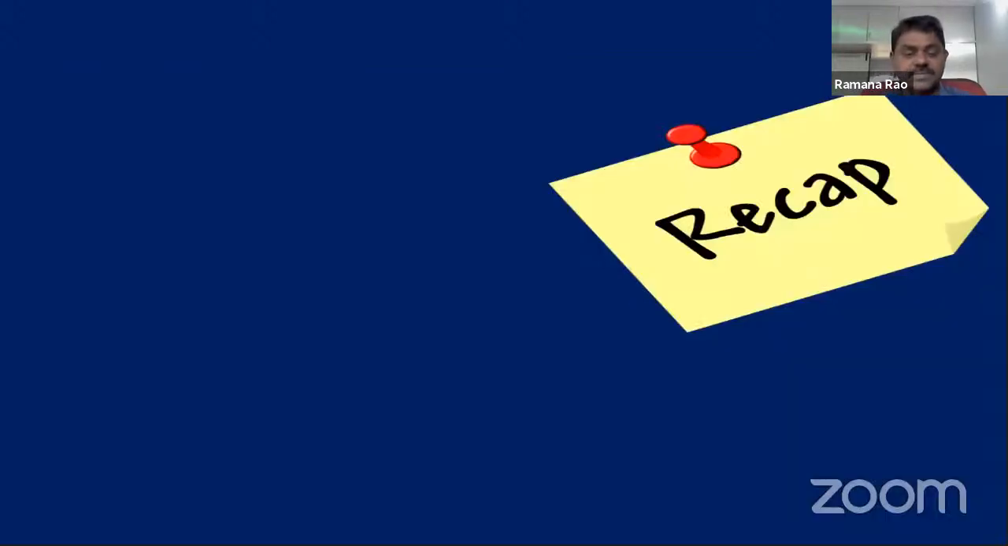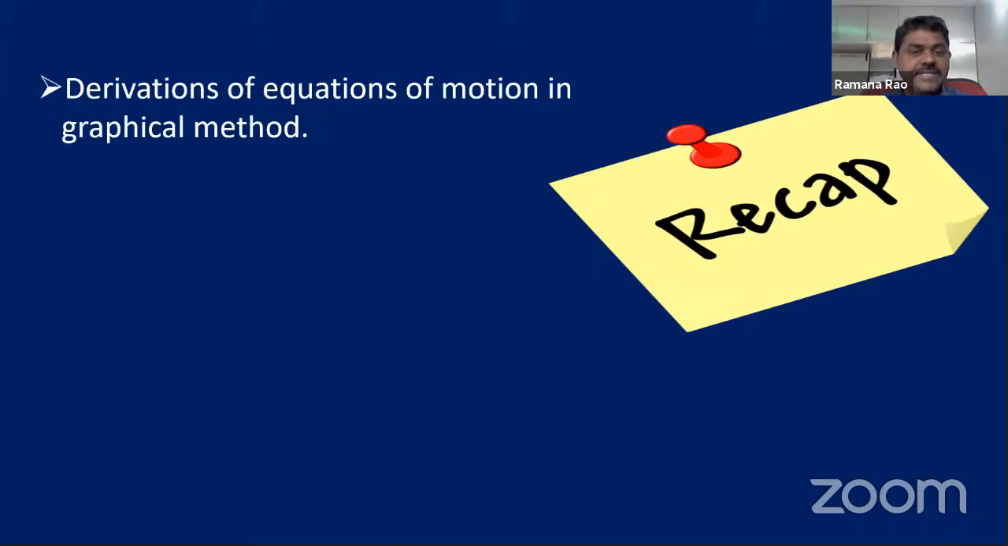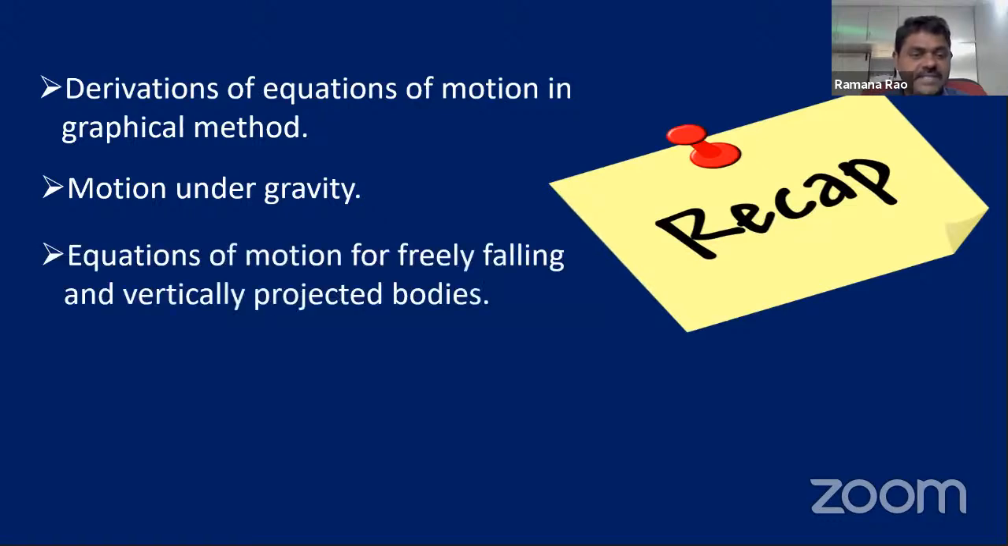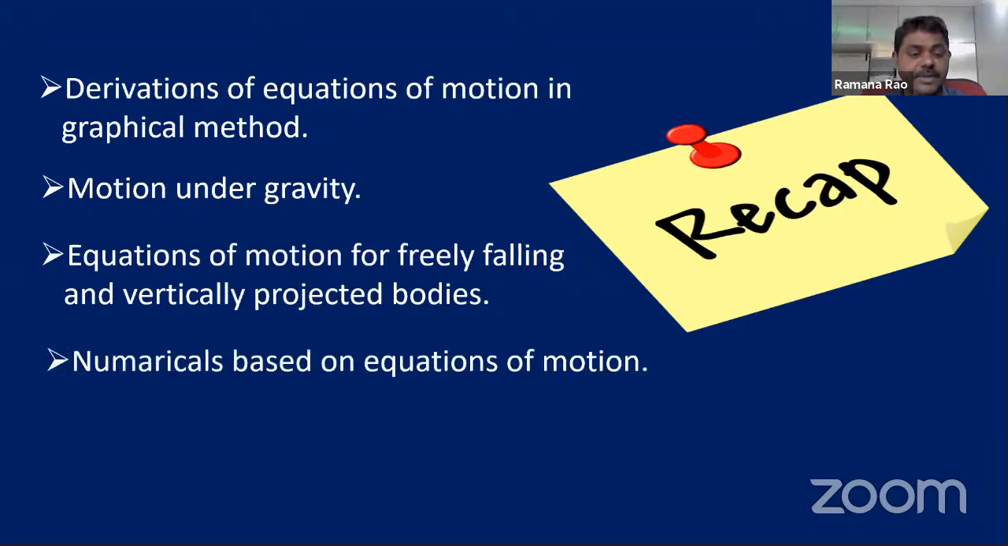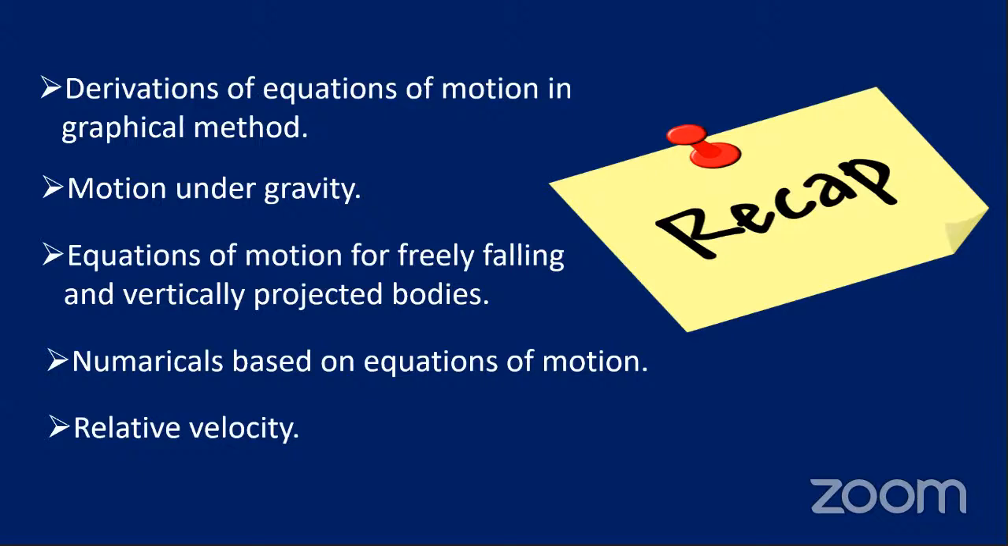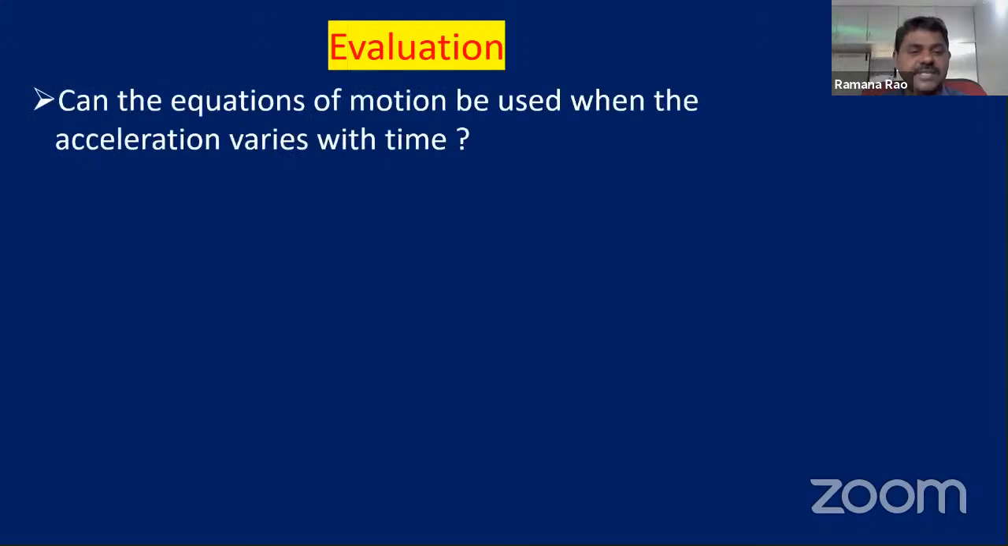Now coming to recap what we learned in today's class. Derivations of equations of motion in graphical method. How the bodies are going to move under the influence of gravity. Equations of motion for freely falling and vertically projected bodies. Numericals based on equations of motion and relative velocity. So let us try to solve these questions.